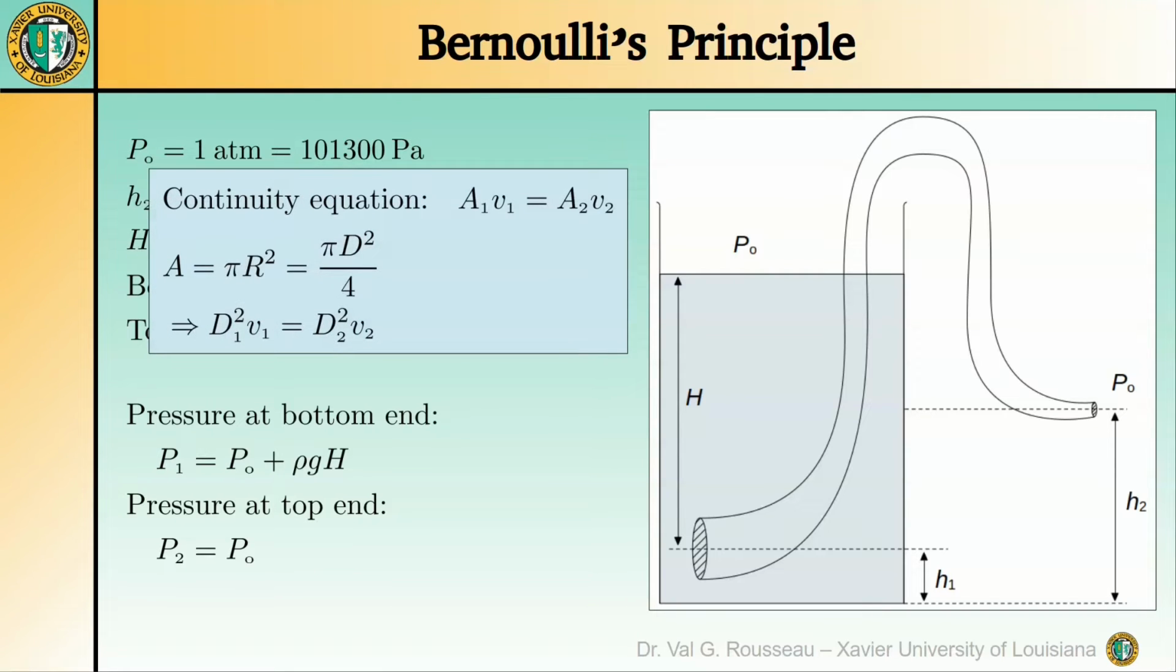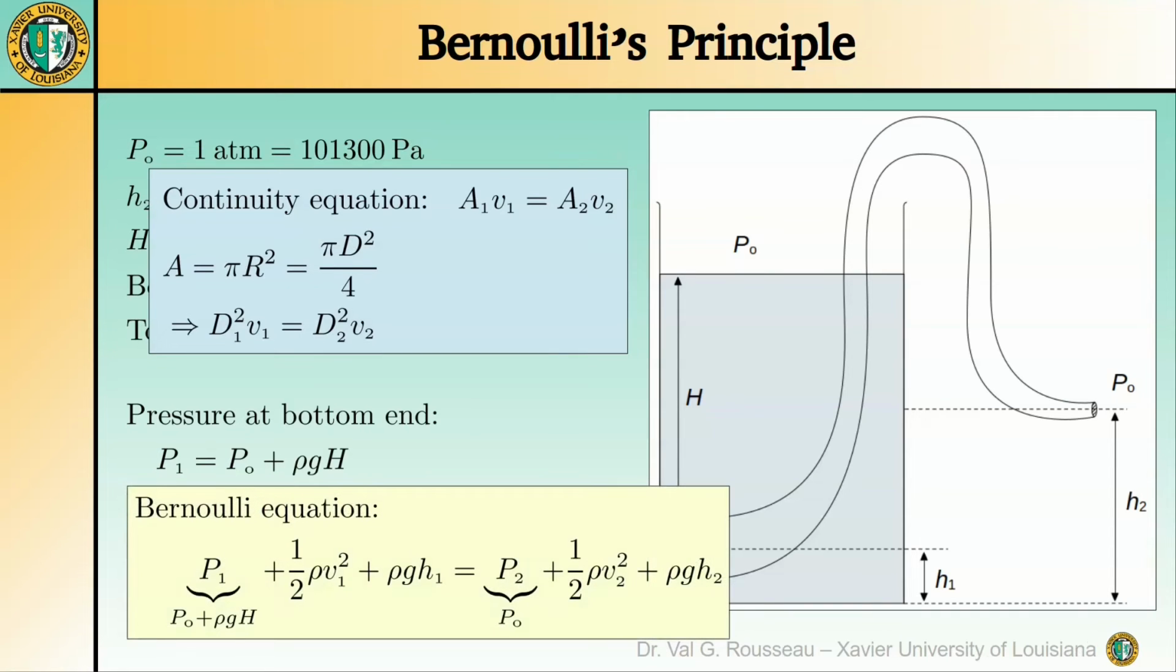Now we are going to use the continuity equation, A1V1 equals A2V2, and we are going to relate the cross-sectional area A to the diameter of the hose, since this is what we are given. So the area of a circle is pi r squared, and as you know, the radius is just the diameter divided by 2. So when we take the square, we get a 4 in the denominator. As a result, the continuity equation can be written as d1 squared v1 equals d2 squared v2.